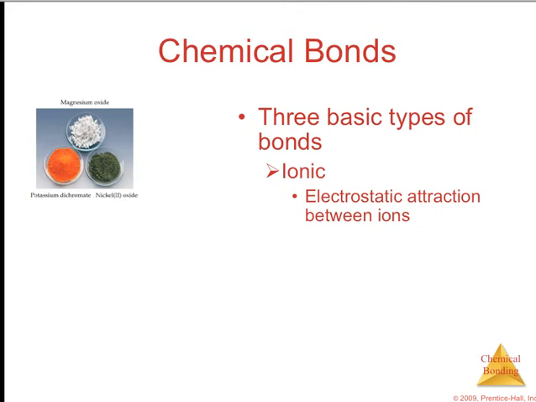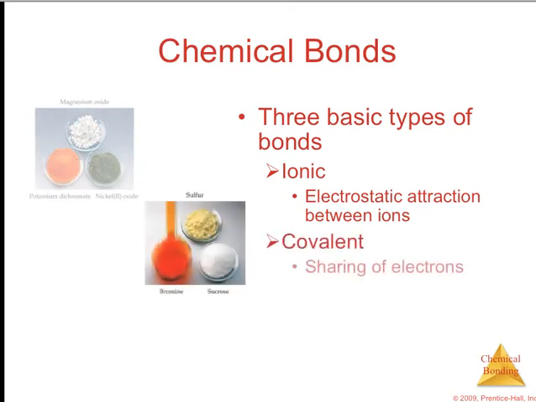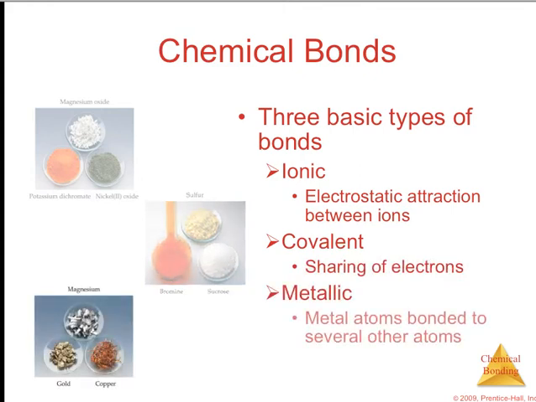So we're going to start off talking about chemical bonds, and there are three basic kinds of bonds that we need to know about. First is ionic, electrostatic attraction between ions, meaning the plus charge of the cation attracting the negative charge of the anion, forming a crystalline structure, a big lattice structure. Then there's covalent, sharing of electrons, forming molecules. And then finally we have metallic, which we have not talked about, and we won't talk a whole lot about it, but these are metal atoms bonded to several other atoms. And it's neither ionic nor covalent for the bonding model.